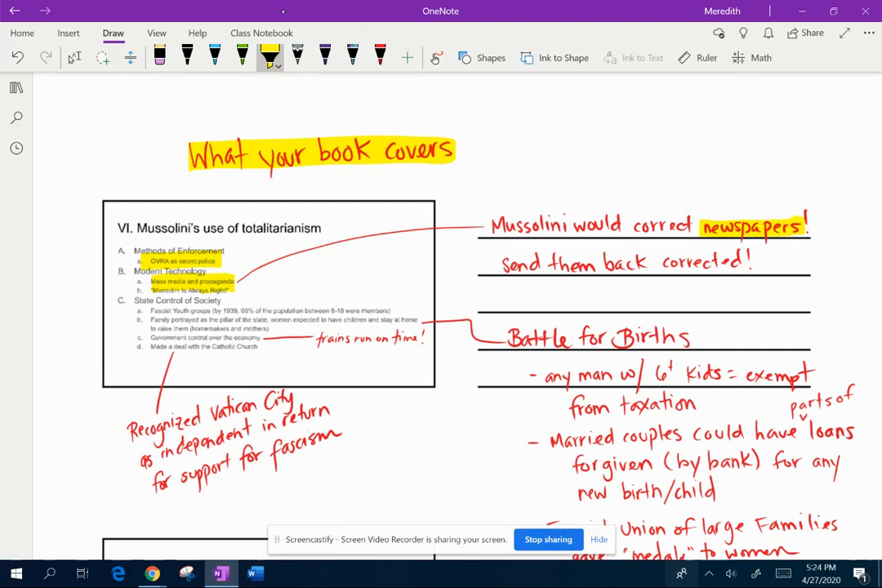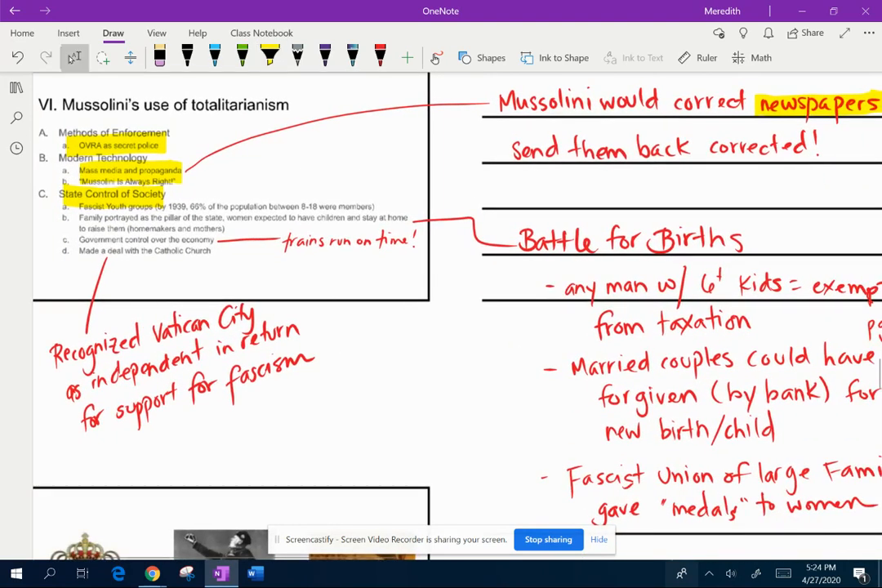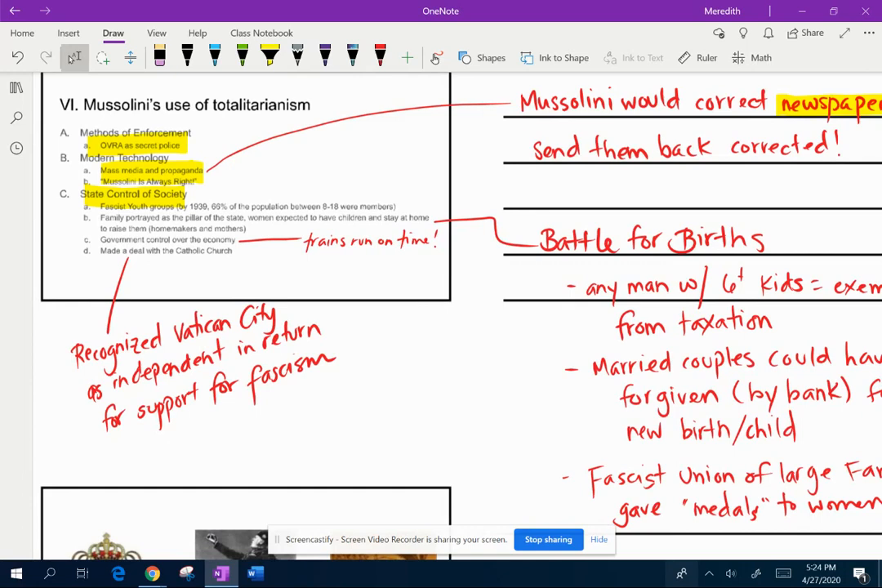And then I did want to highlight the state control of society under Benito Mussolini. He started fascist youth groups. We're also going to see that Hitler has them as well, Hitler youth groups. But in Italy, by 1939, 66% of the population between 8 and 18 were members, which is not only a sign of control of the society, it's control of the individual. I don't know how many of you belong to either the Girl Scouts or the Boy Scouts, but did you join because you wanted to, or because your parents were Boy Scouts or Girl Scouts when they were younger, or because your friends were a part of it, so you wanted to join?